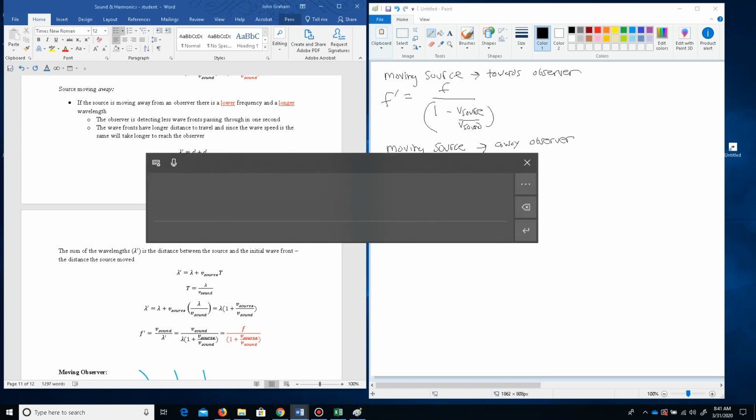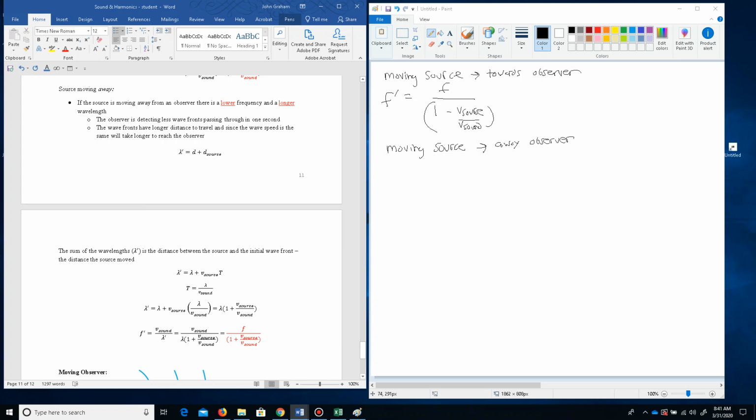Right, and so the observer is detecting fewer wavefronts passing through every second as the source moves away from him, until there are no wavefronts getting to him.